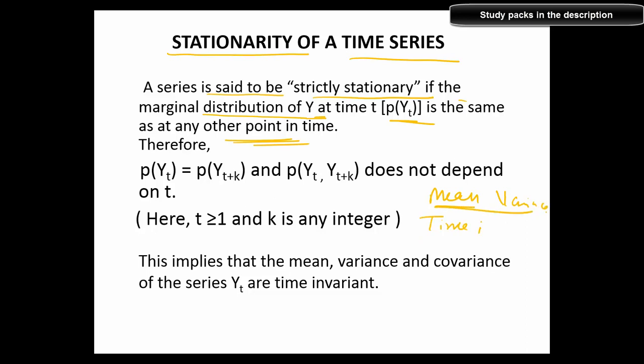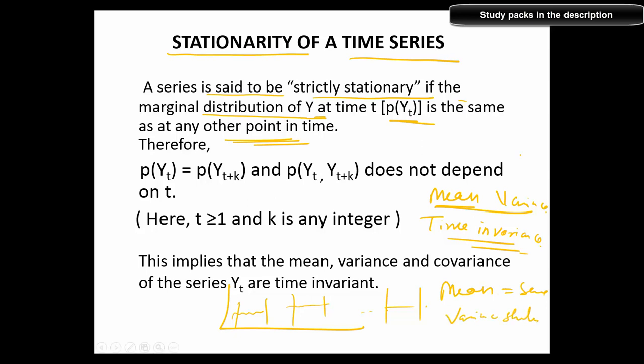time invariant. That means they do not change over time. So if you take a series, and you take a mean in this period, and then you take a mean in the next period, and in another period with the same interval, the mean should be the same. And also the variance should be the same. Although in reality many times it's not the case. Mean will differ and variance will also differ.